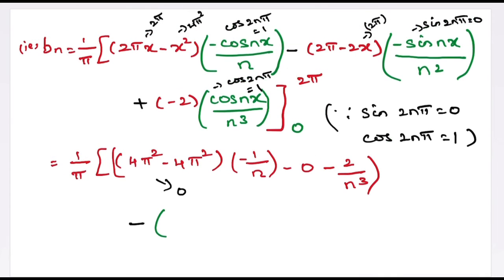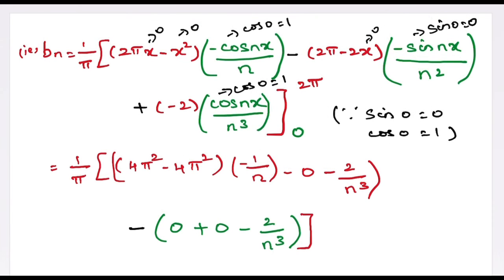And second term is equal to 0 as sin 2n pi is equal to 0. And third term is equal to minus 2 by n cube since cos 2n pi is equal to 1. Now apply the lower limit 0 in place of x, which is denoted in green color. We get first term as 0 since 2 pi x minus x square is equal to 0 at x equal to 0.